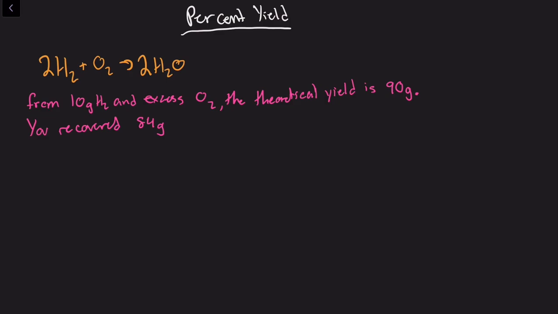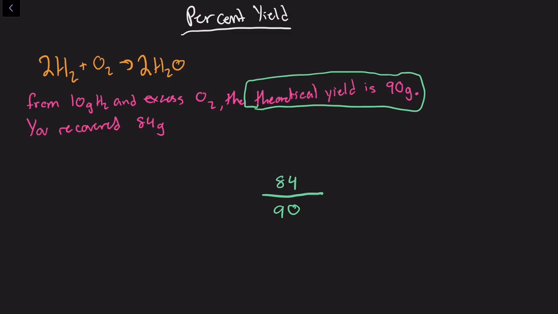The theoretical yield is the maximum we can make. So our theoretical yield, it tells us, is 90 grams. That's the most amount of water we can make in this scenario. So that's going to be the denominator of our fraction. It says we recovered 84 grams, so we actually made 84 grams. That's our actual yield. So that's going to be in our numerator.